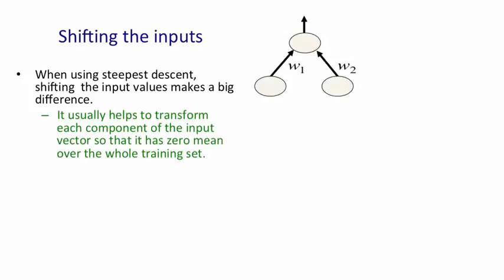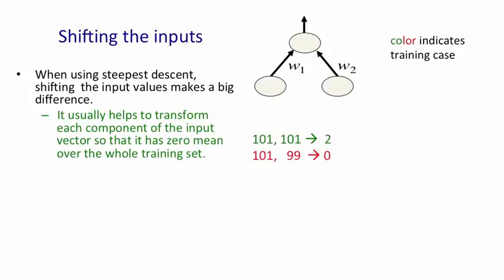So suppose we have a little neural net like this, just a linear neuron with two weights. And suppose we have some training cases. The first training case says when the inputs are 101 and 101, it should give an output of 2. And the second one says when they're 101 and 99, it should give an output of 0. And I'm using color here to indicate which training case I'm talking about.